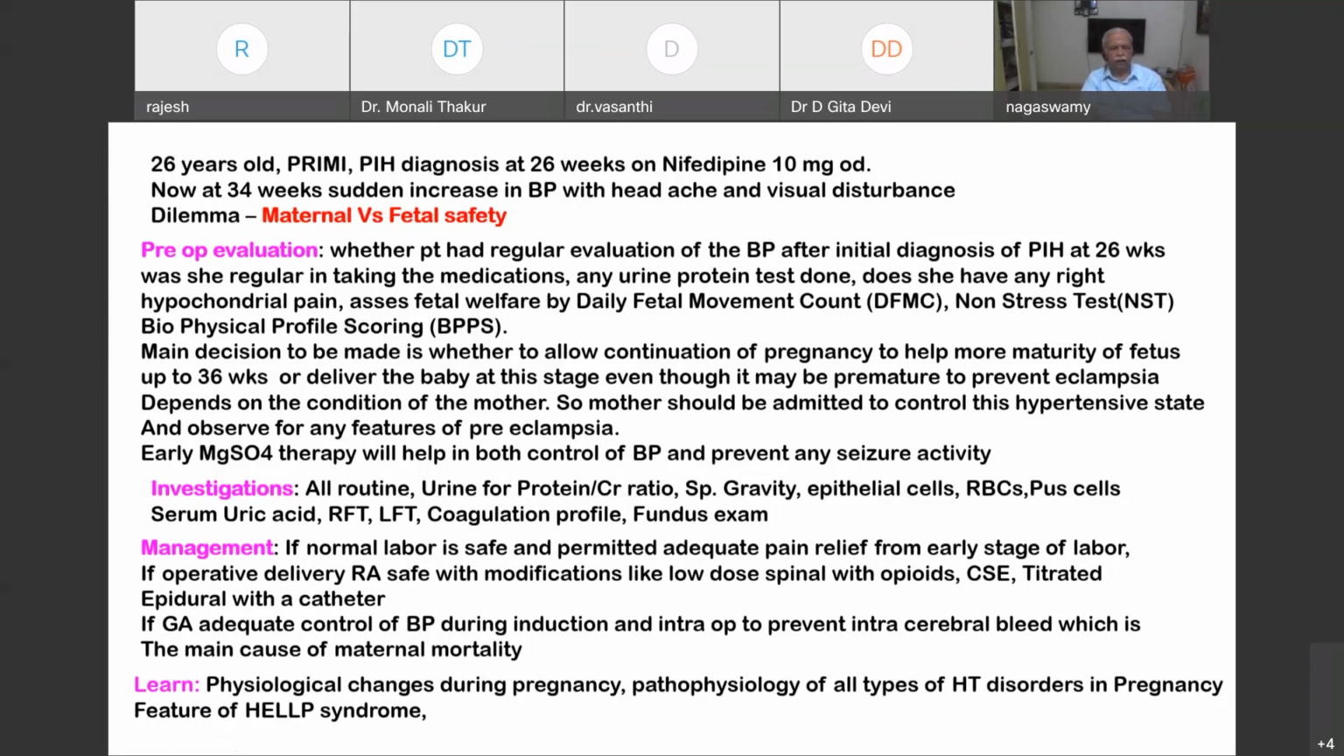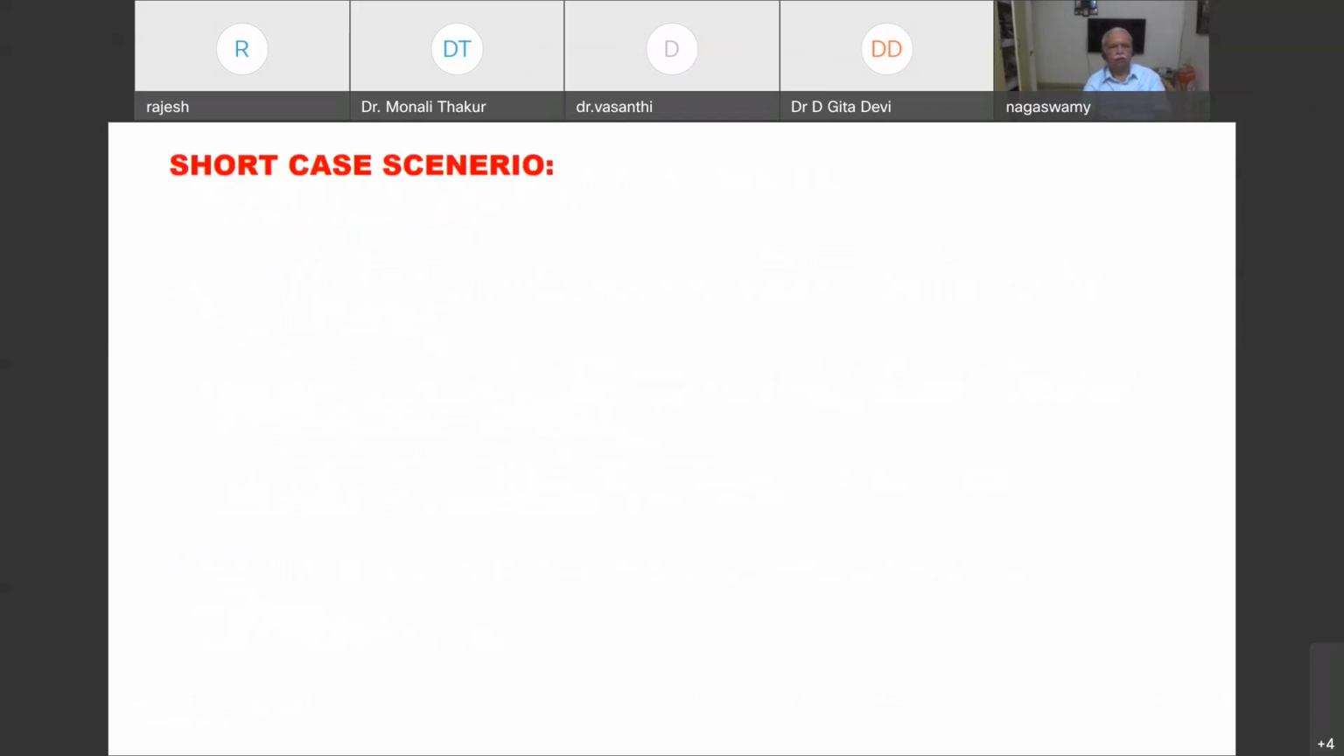And common questions about magnesium sulfate: what is the safe serum level? What are the various levels at which various disturbances happen, like loss of tendon reflex, respiratory depression, cardiac arrest? What are all the mechanisms of action of magnesium sulfate, what are the other uses of magnesium sulfate, everything can be asked. So you must be thorough with your knowledge on magnesium sulfate. That is very, very important. Okay. So these are the two major cases which have been discussed in a very short form.